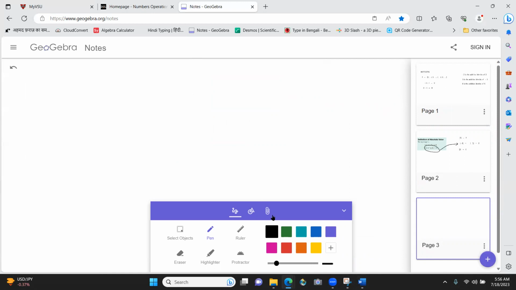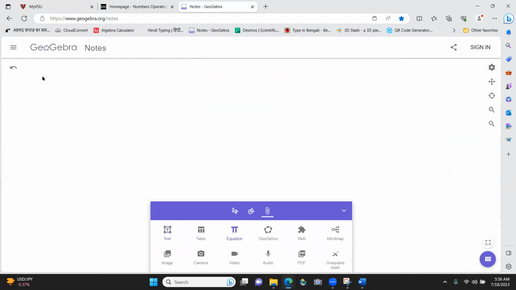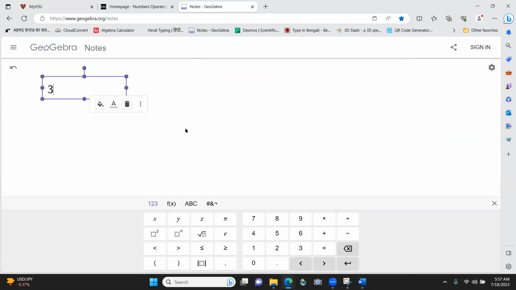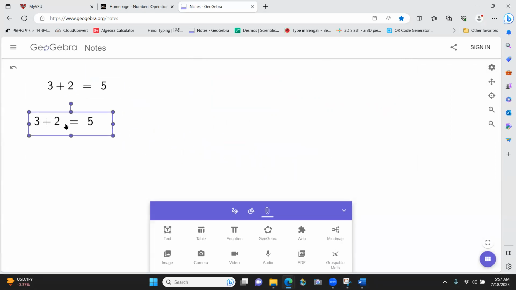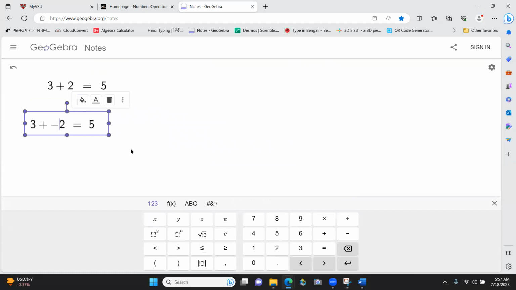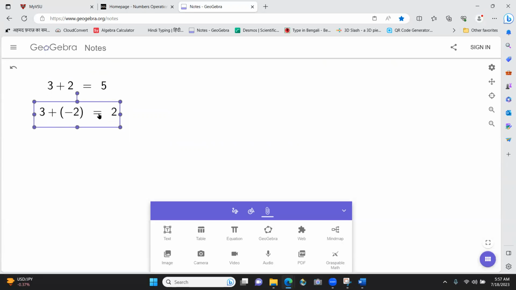So let's talk about addition. How do we add integers? So 3 plus 2 is 5. Easy enough. 3 minus 2, and I'm going to put it here, guys. I don't have a way of putting a minus on top nicely. 3 plus -2 is +2.